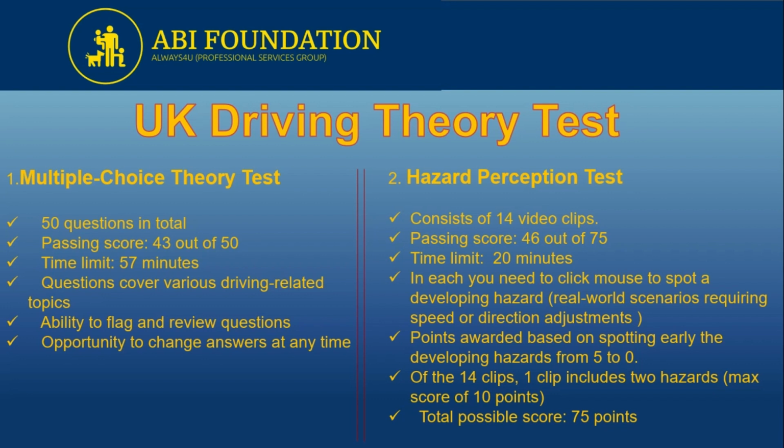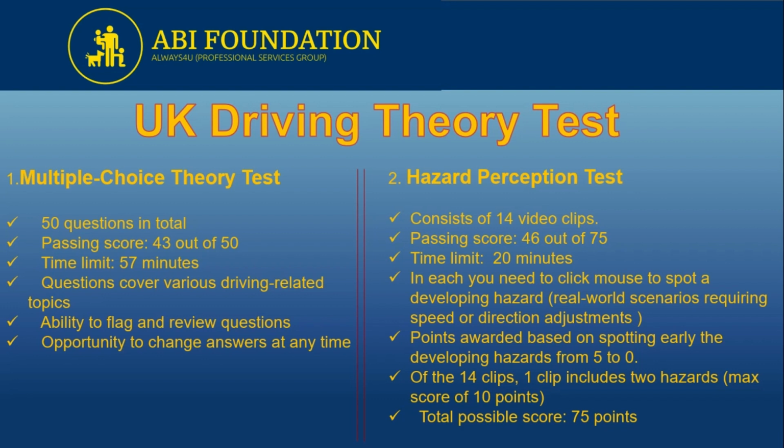Now the hazard perception test basically shows you 14 video clips, and in each of these video clips you need to identify a developing hazard. Now, what is a developing hazard? A developing hazard is a real world scenario simulation which requires you to change the speed of your vehicle or to change the direction of your vehicle. Anything you need to react to. The intention is that if you are able to identify developing hazards early, then you would have adequate time to react to them. That's the essence, and that skill is tested.